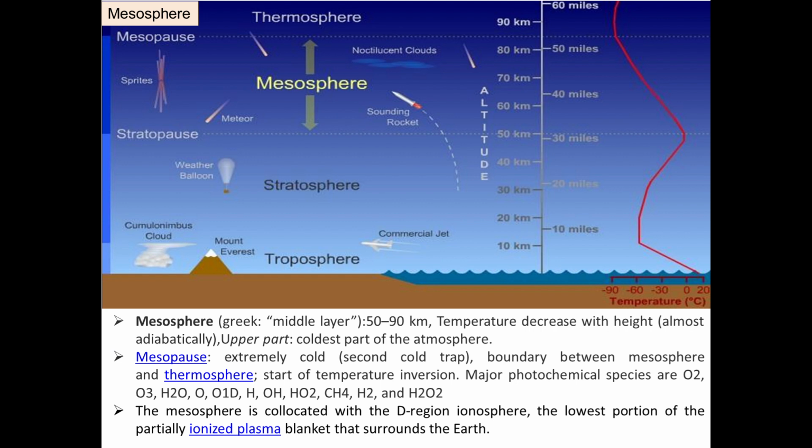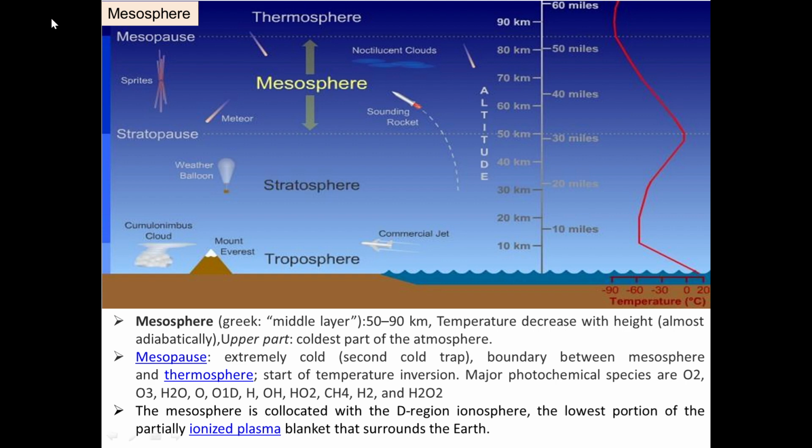Okay, then it is called mesosphere. So what is mesosphere, and we'll discuss it. This is called the middle layer, and it varies from 50 to 90 kilometers above the Earth's surface. Temperature decreases with height almost adiabatically in the upper part of the closest part of the atmosphere, and the mesopause. What is mesopause? An extremely cold layer that is a boundary line between mesosphere and thermosphere.